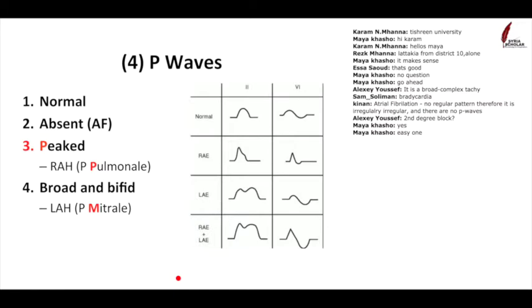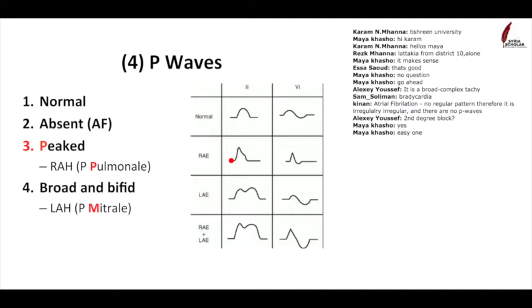There's only a few things that the P waves can do. They can be normal, which we've just seen before, they just look like a bump. They can be absent, so there aren't any P waves. And we mentioned earlier that when there are no P waves and it's irregular, that's atrial fibrillation. Or they can be very tall, what we call peaked.